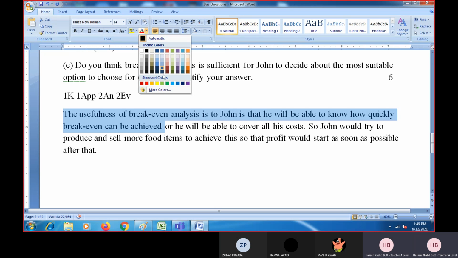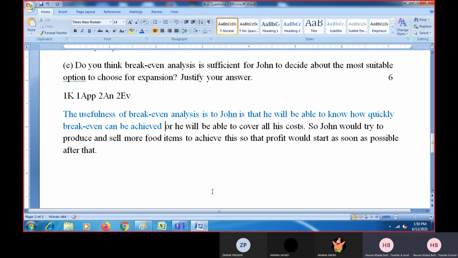Let me use a color for that. This is knowledge because I have mentioned one usefulness or one advantage of the break-even. Okay, this is also part of that. So this is also knowledge. Same. So let me write this is knowledge. So I have gained one mark for the knowledge here.